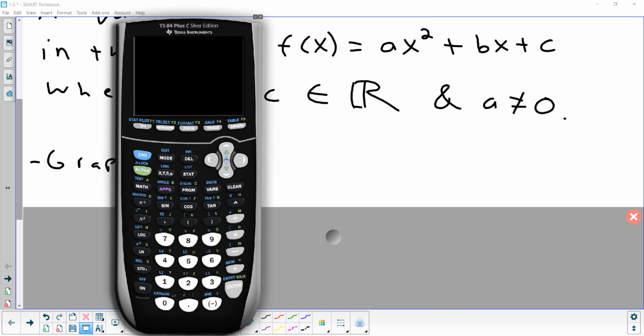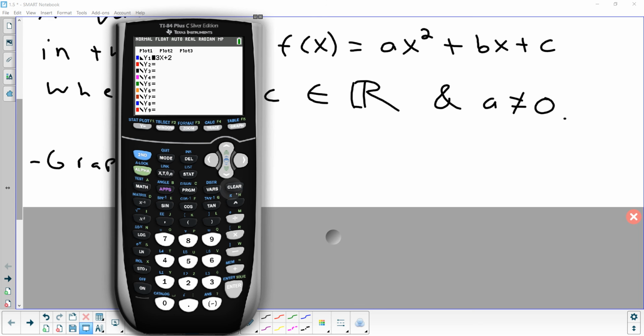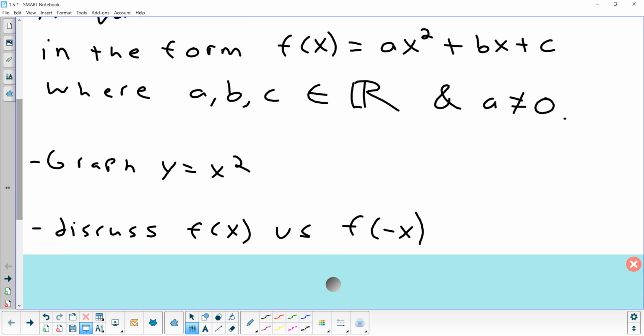So let's graph y equals x squared, just to see what it looks like. Clear that. I'm also going to turn off the shading that we turned on earlier. Let's make it a solid line again. All right, and when you graph y equals x squared, you get that U shape. And what do we call that shape again? Yep, Julie? It's a parabola. Yep. So we get a parabola.